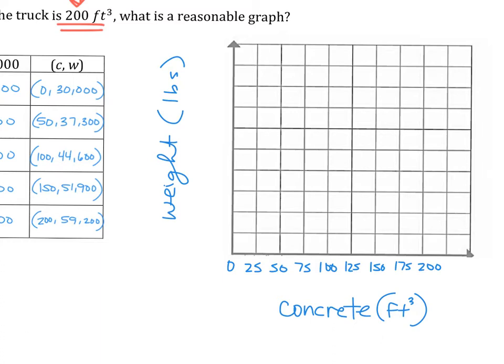I would probably just count by 10,000s because that would get us up 6 spaces to 60,000. If you want to do something different, you totally can. You just got to make sure it's going to fit on the graph. Okay, but I'm going to do 10,000. So this would be 10,000, 20,000, 30,000, 40,000, 50,000, and 60,000. And you don't have to go any higher than that because your numbers don't go any higher, so you can just stop there.